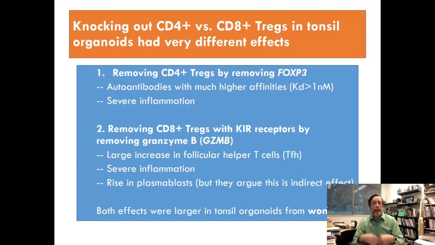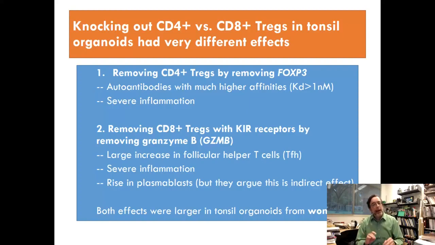I'm going to give them to you up front, and then I'm going to show you the data that supports this. So when they removed the CD4 positive Tregs, they saw that you got a bunch of autoantibodies, and not only did you get more autoantibodies, they also had higher affinities. And this is a clue to how the immune system works. And then you also got severe inflammation. If you're getting rid of the Tregs that calm down inflammation, then no surprise, you're going to get severe inflammation if you completely remove them. Now, when you turn to the CD8 positives and you deleted the gene GZMB, you also end up with severe inflammation. And that's not really a surprise.